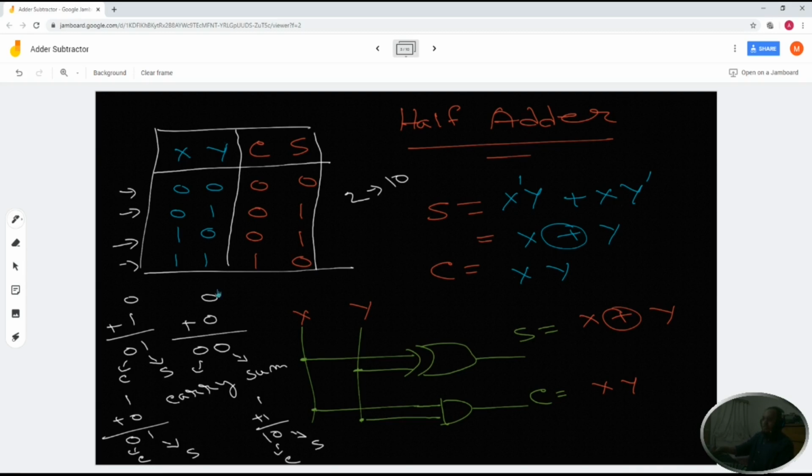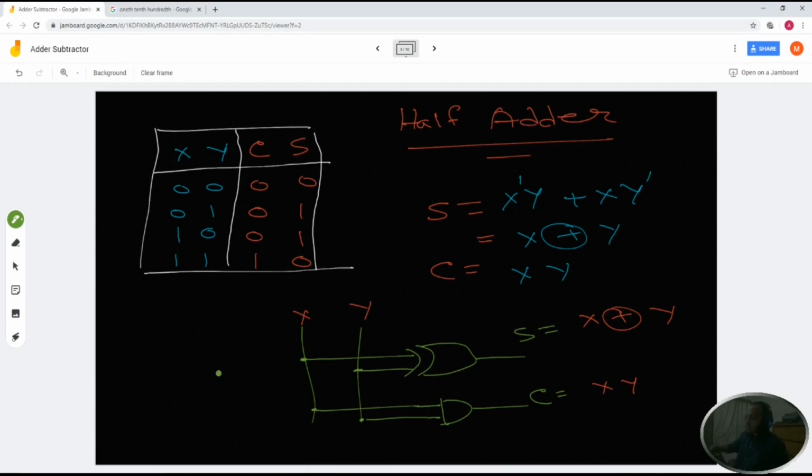So we see that for sum we are getting the outputs 0, 1, 1 and 0. For carry we are getting the outputs 0, 0, 0 and 1. Okay, in this way we can easily find the outputs C and S.